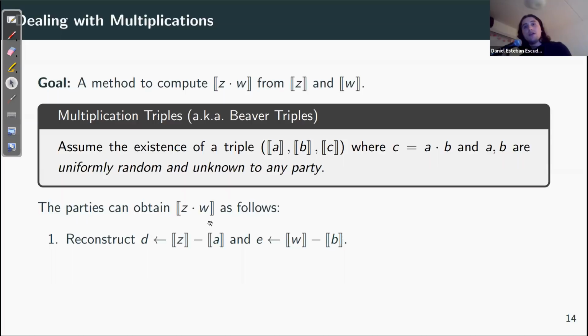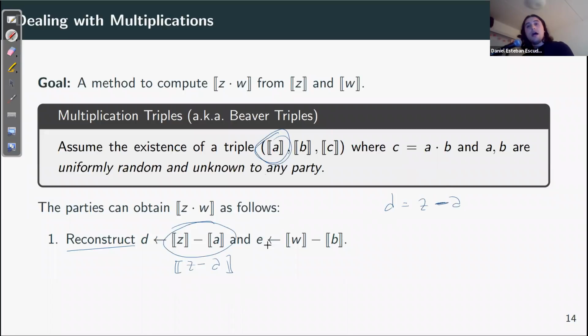So first, they're going to reconstruct Z minus A. So what do I mean by this? This is a subtraction. Remember, subtraction can be handled locally. So by just subtracting their shares, they can subtract Z and A. Remember, they have A from here because we're assuming we have it. And they reconstruct. By reconstructing, we mean just share the shares. I mean, send your share to the other party and the other party sends their own share to you. And now you know the secret by just adding the two shares together. So now the parties learn D, which is Z minus A.